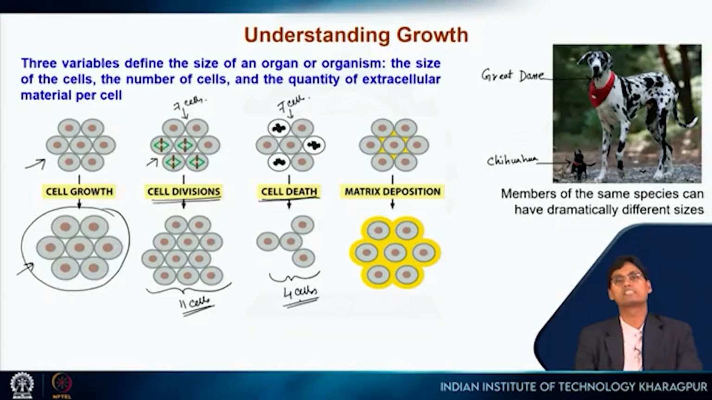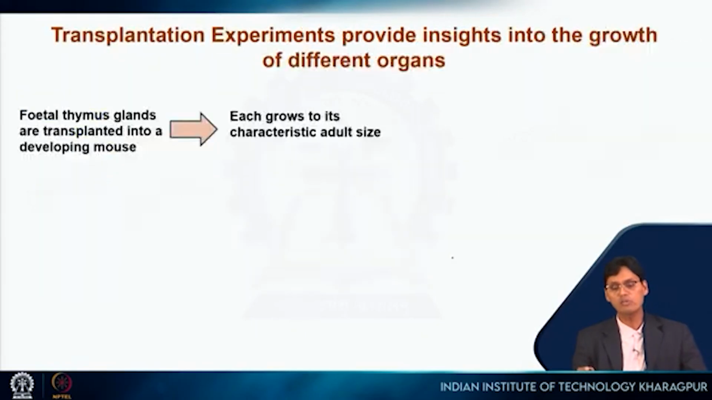And finally matrix deposition. That means here the number of cells and here the number of cells are the same, but somehow the space in between cells is growing because of matrix deposition. That will also increase the overall volume, the size. Okay. So now, in order to understand more about this growth of an organism or of an organ, scientists carried out a beautiful experiment.